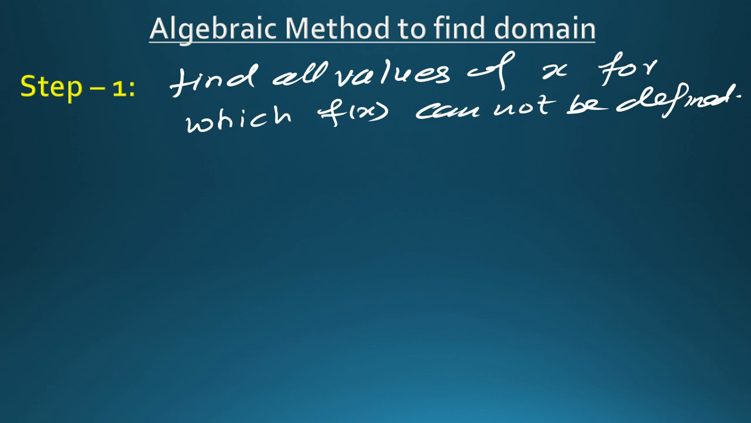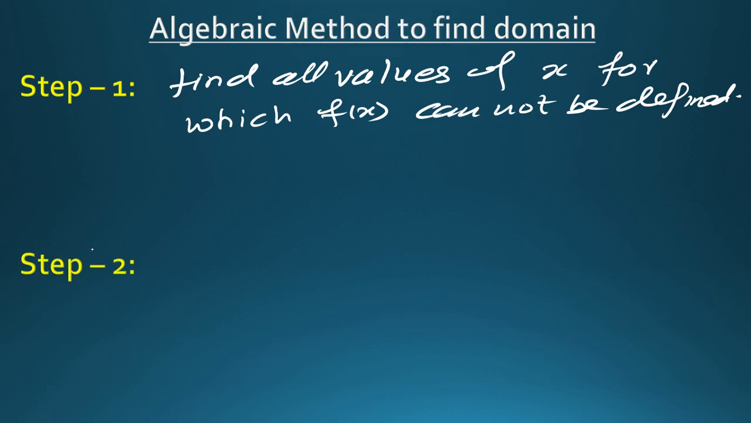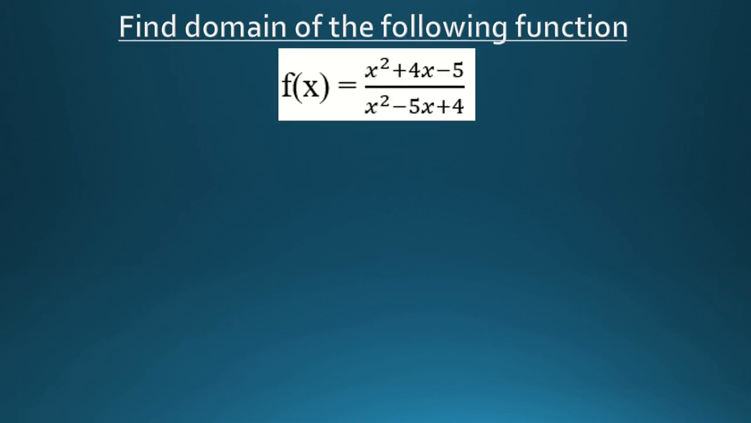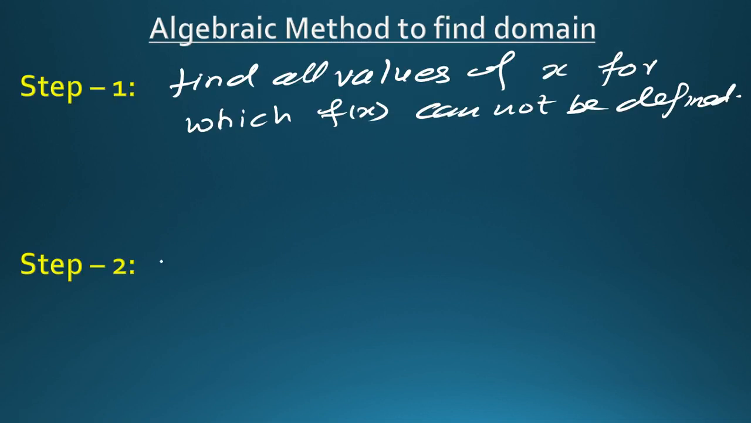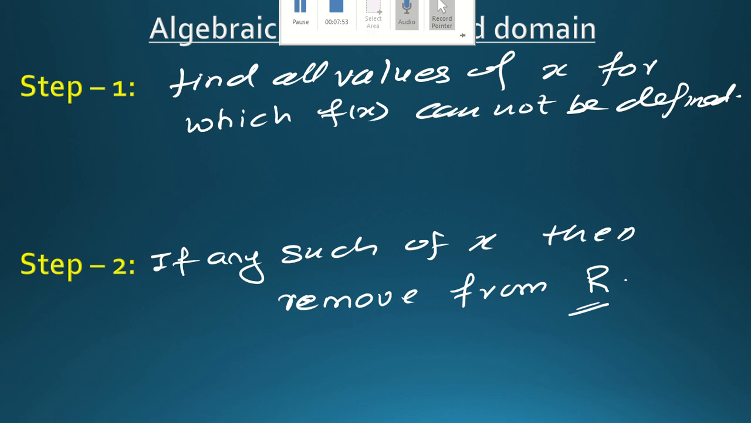Okay. And then what will you do as the second step? In the second step, if there is any such value of x, then remove it from R. Okay, and the remaining set will be the domain. Here R means the set of real numbers. Okay. Now, let's talk about the question.